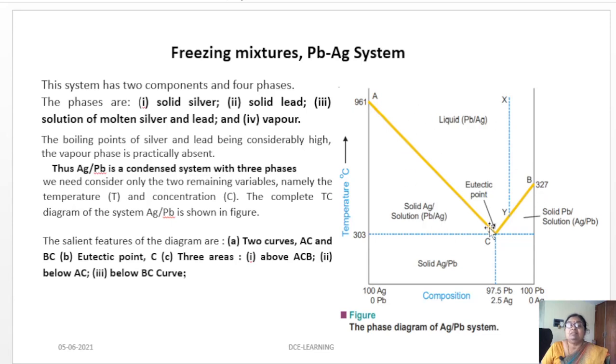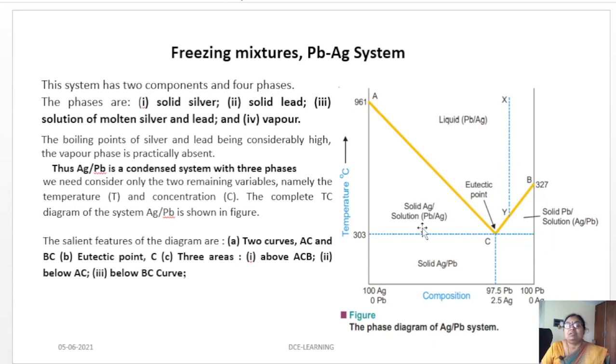Thus, the lead and silver condensed system has three phases: solid Ag, solid lead, and a liquid, which is the solution, a mixture of lead and silver in solution form. We consider the two remaining variables, temperature and concentration. The complete T-C diagram of the system is as shown in the figure.